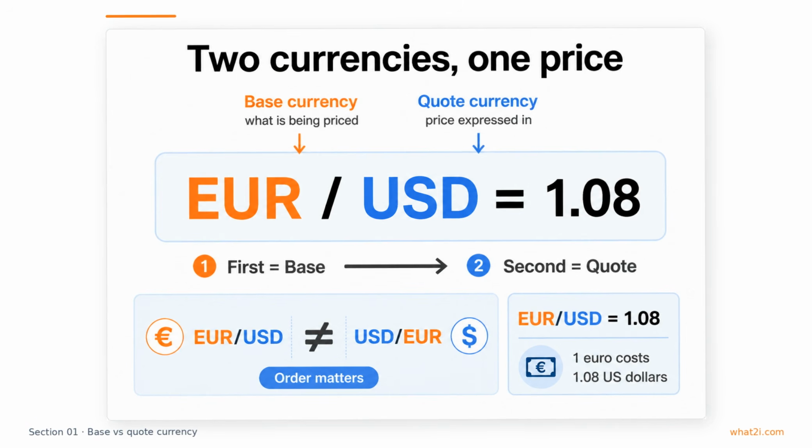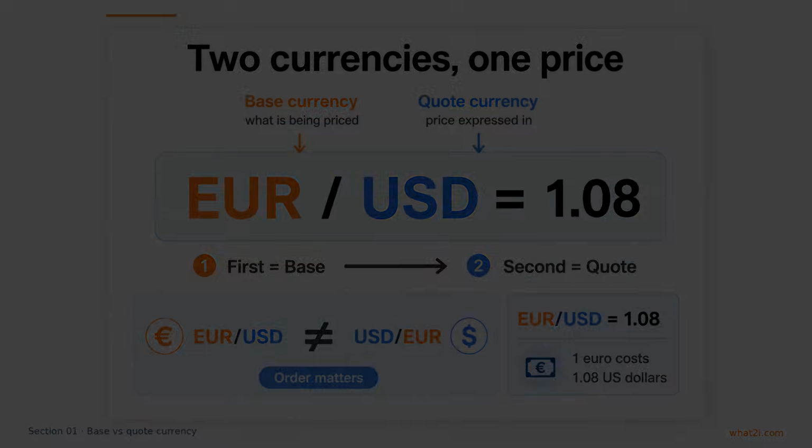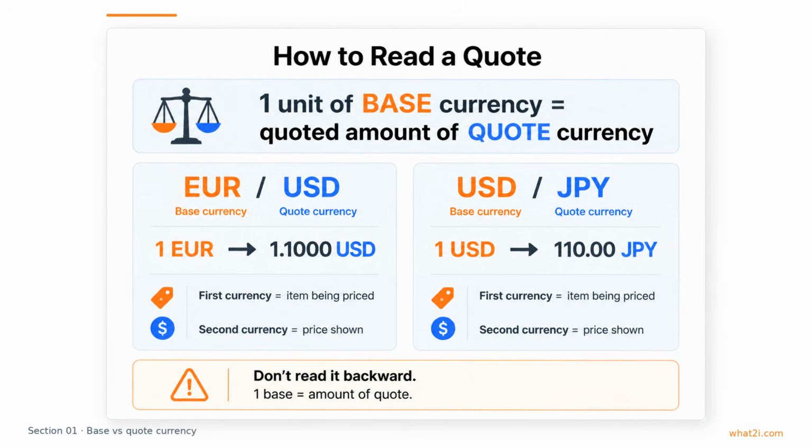This is why pair order matters so much. EUR/USD and USD/EUR are not the same idea, and they do not mean the same price. A Forex quote tells you how much of the quote currency you need to buy 1 unit of the base currency. For example, EUR/USD at 1.1000 means 1 euro costs 1.1000 US dollars. USD/JPY at 110.00 means 1 US dollar costs 110 Japanese yen.